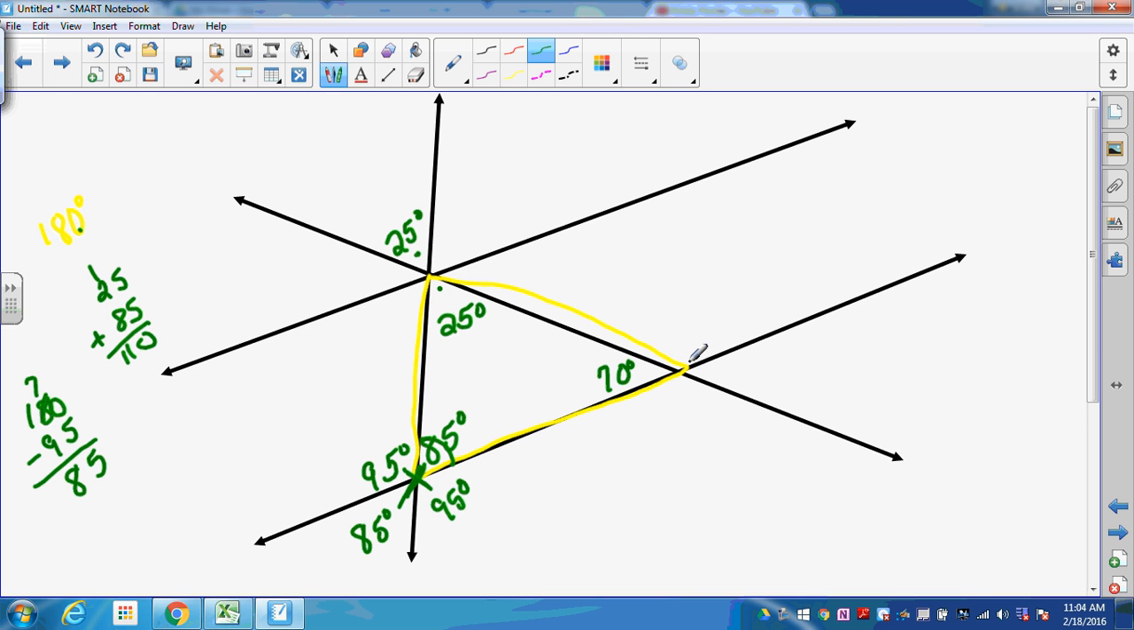Over here, I've got a 70 degree angle. Again, I've got a vertical angle, so that means this one is also 70. I know that this 70 degrees and this angle here are supplementary, so 180 minus 70 is 110. And again, vertical angles. Okay, and at any point, y'all, if you need to pause this and rewind it and watch it again, please do so, because we're rolling now.